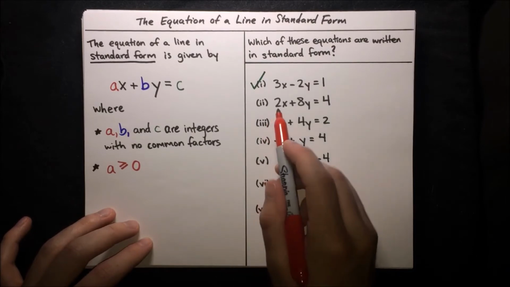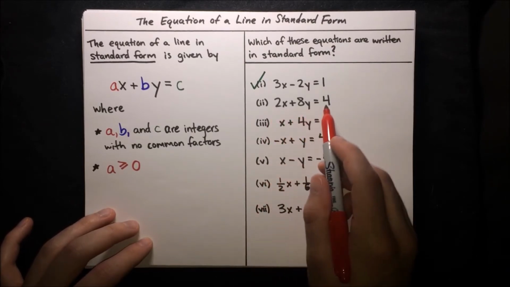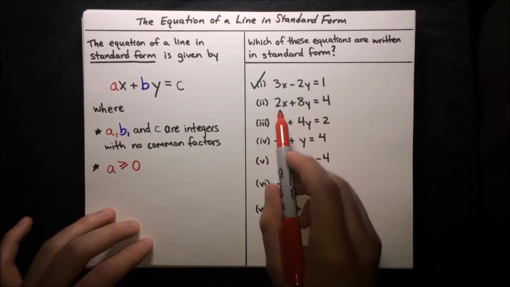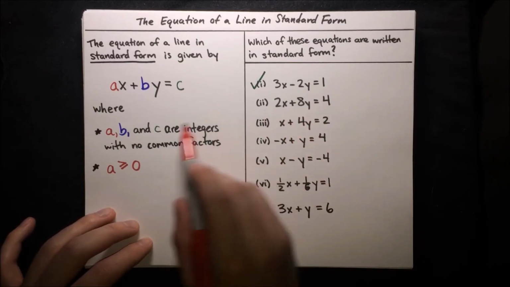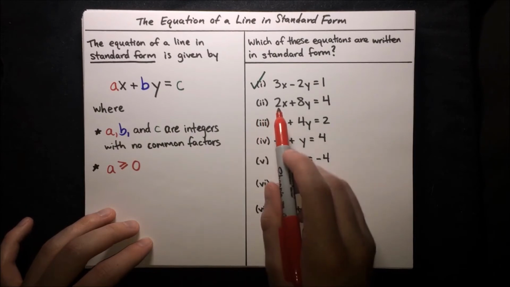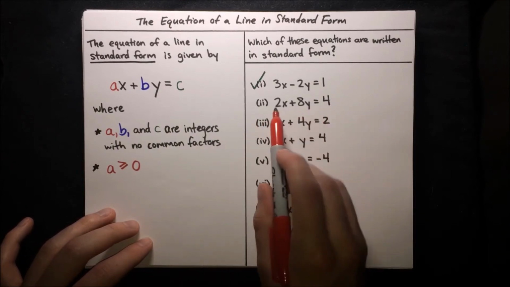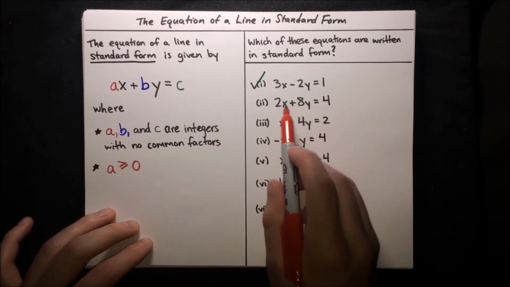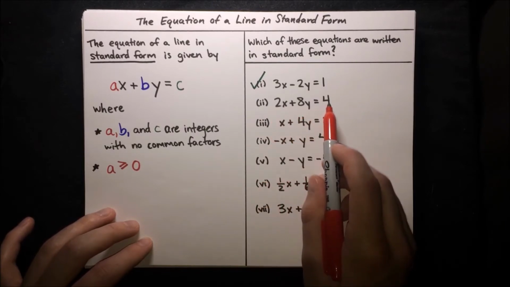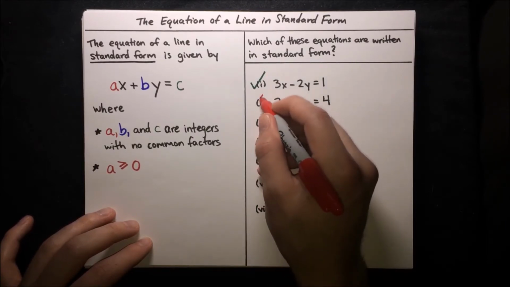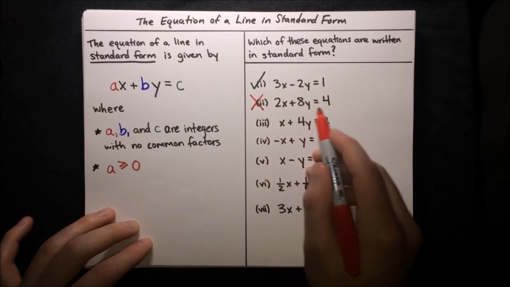Now how about this next equation, 2x plus 8y equals 4? So again, this is in ax plus by equals c form. A, b, and c are integers. Do they have no common factors? Well, all of these numbers are even. 2, 8, and 4 are all divisible by 2, so they all have a factor of 2. So no, they share a common factor. Therefore, this is not standard form.